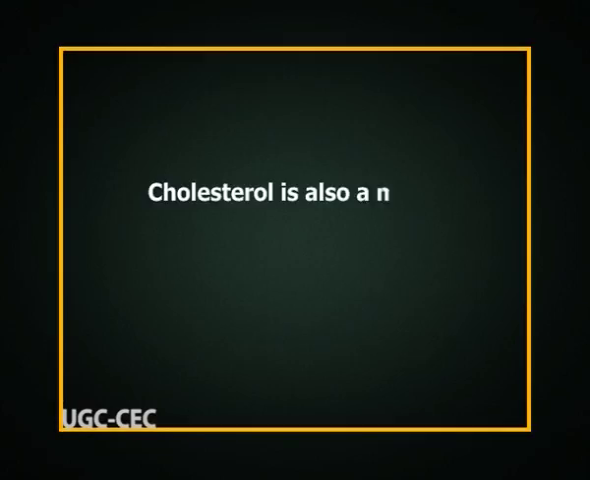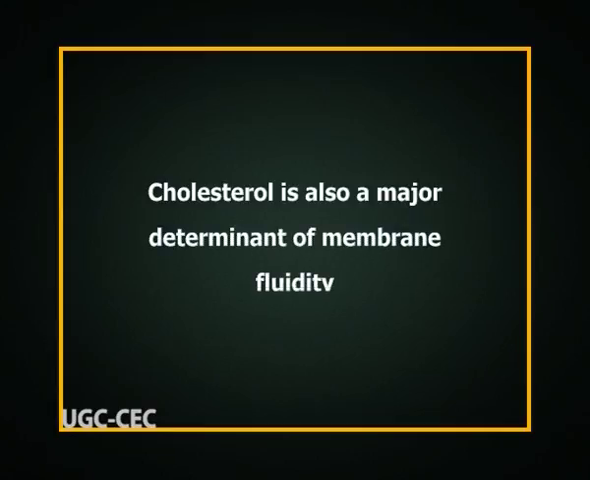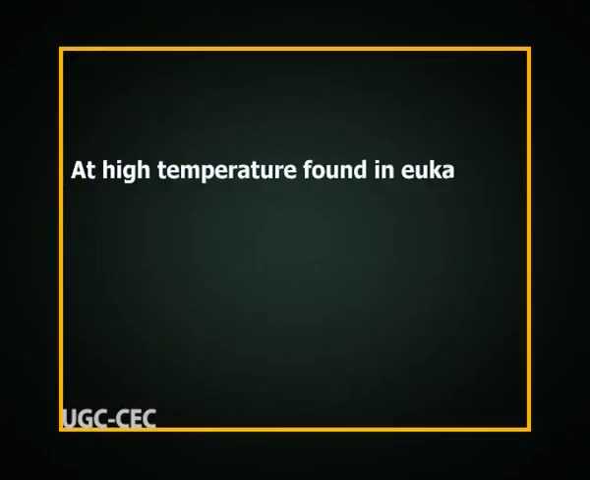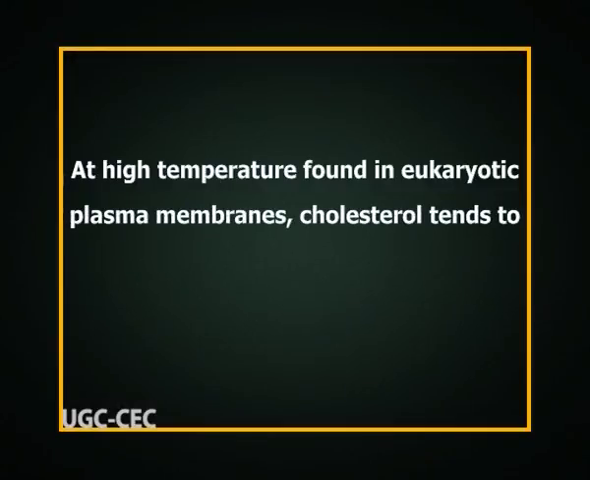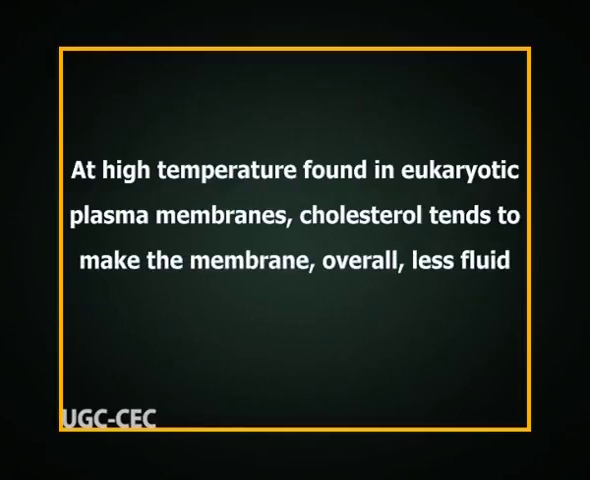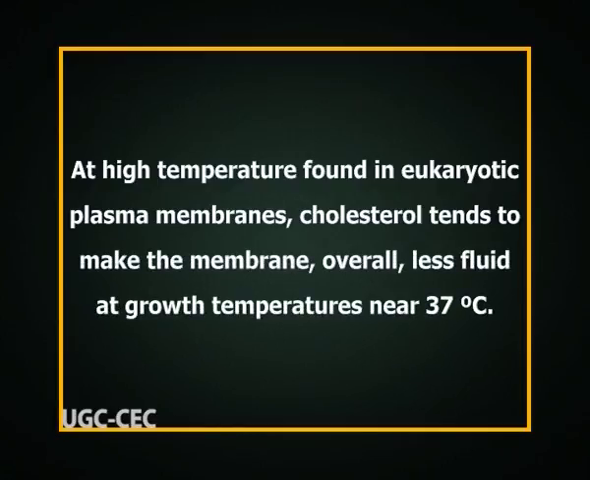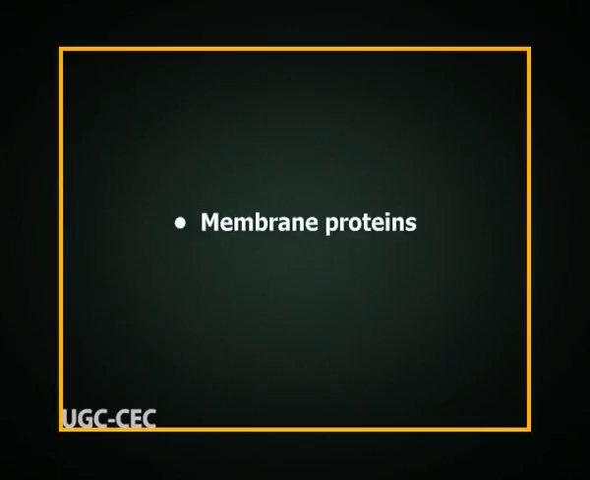Besides this, cholesterol is also a major determinant of membrane fluidity. At high temperature, cholesterol interferes with the movement of phospholipid fatty acid chains, making the membrane less fluid, but at low temperature, it interferes with the interactions between fatty acid chains and prevents membranes from freezing. Found in eukaryotic plasma membranes, cholesterol tends to make the membrane overall less fluid at growth temperature near 37 degrees Celsius.